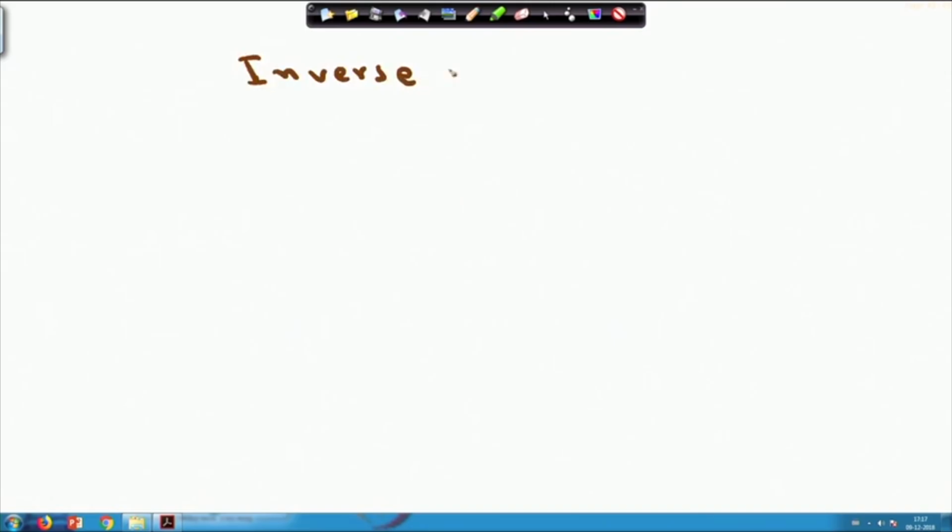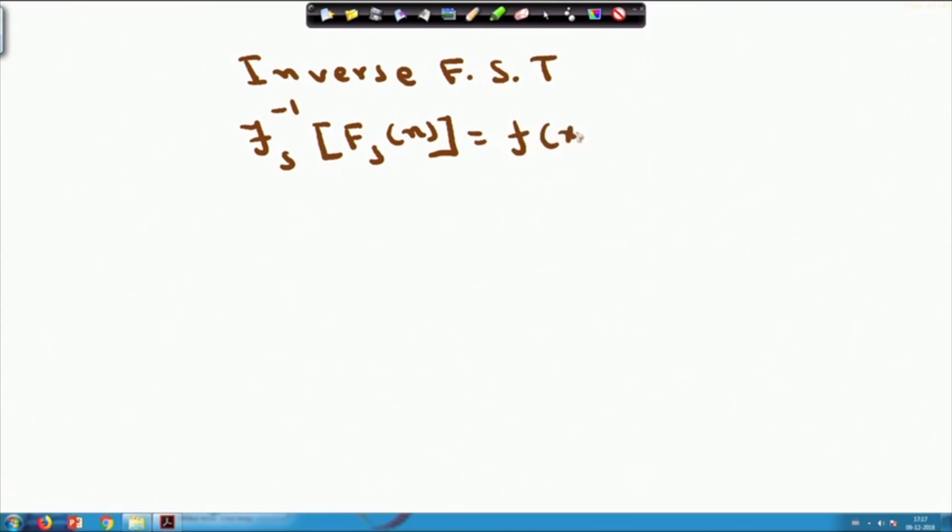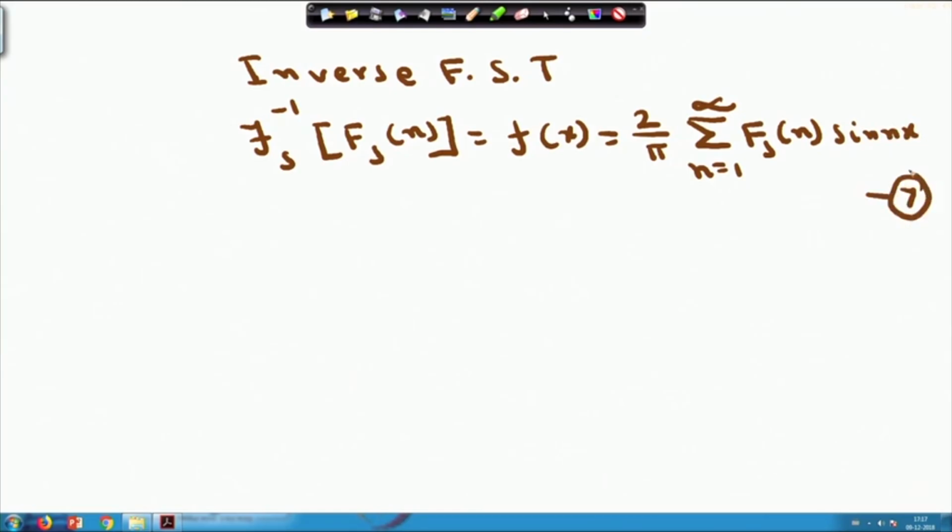let me write down, inverse finite sine transform. Inverse finite sine transform can be defined like this: of F s n, obviously this will be f x, and this is nothing but the formula which we got earlier, the series, that is summation n equals 1 to infinity. It was b n, and b n we have shown is nothing but F s n into sin n x. This is your 7.